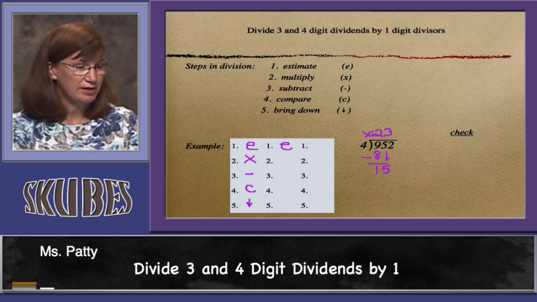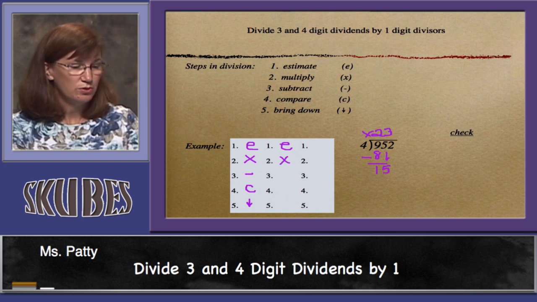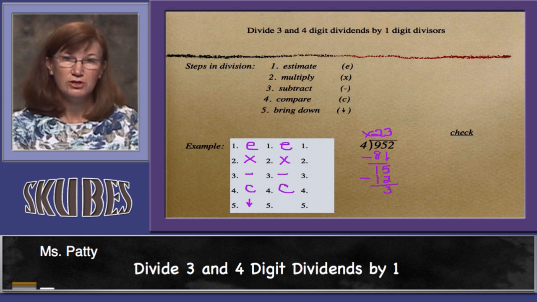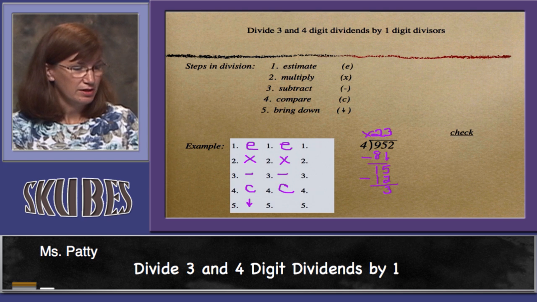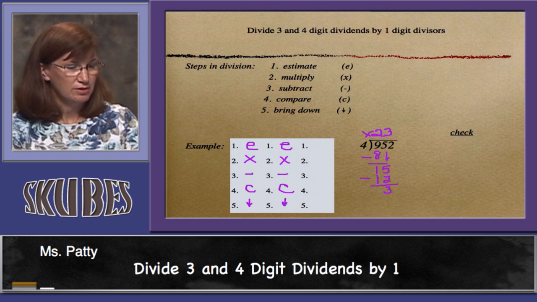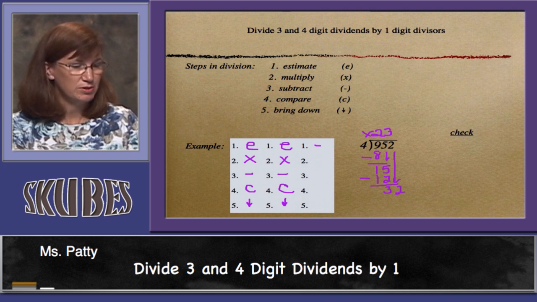And now let's multiply. 3 times 4 is 12. We'll write that down. Now we're going to subtract. 5 minus 2 is 3. I write that down. Now I'm going to compare. 3 is smaller than 4. So far so good. Now I'm going to bring down. That's the 2. Bring the 2 down, and now I have 32. And back to step number 1 again.